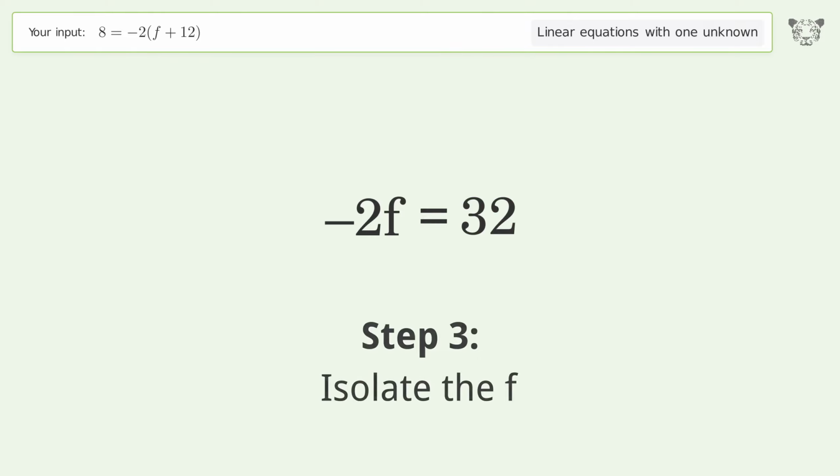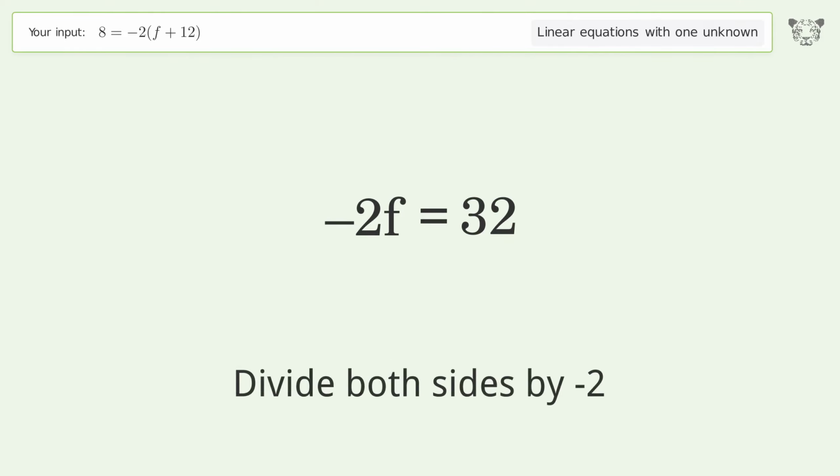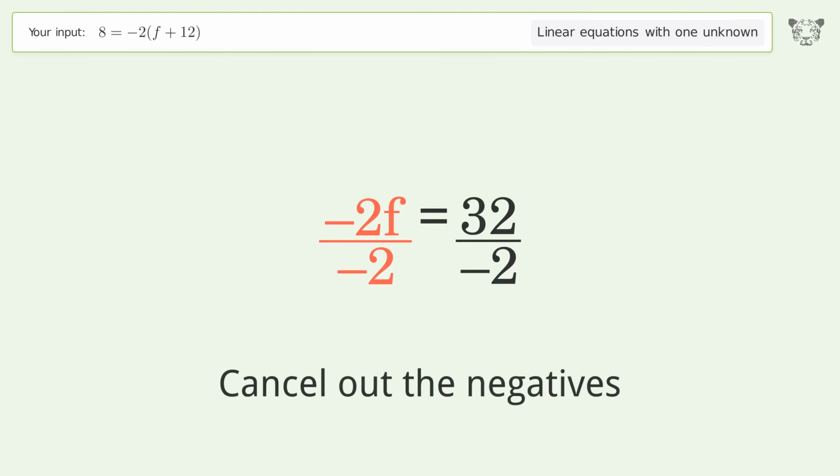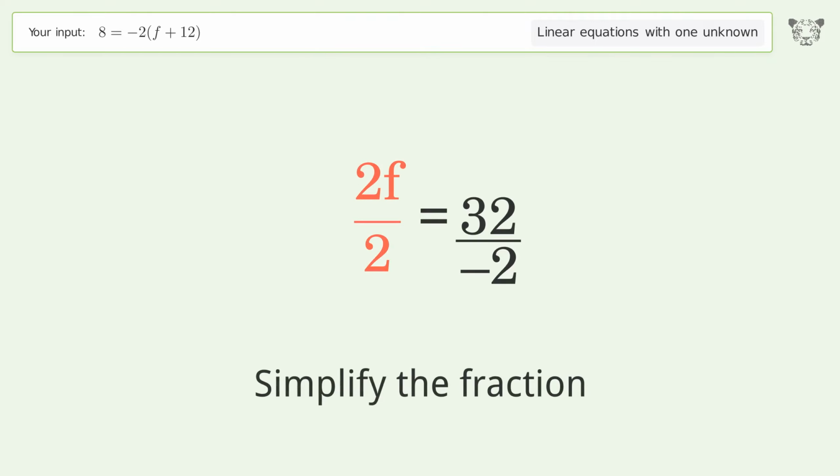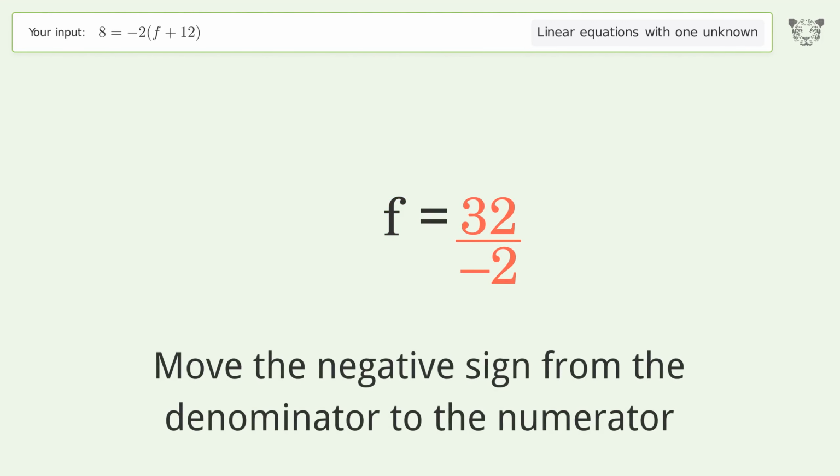Isolate the f. Divide both sides by -2. Cancel out the negatives. Simplify the fraction. Move the negative sign from the denominator to the numerator.